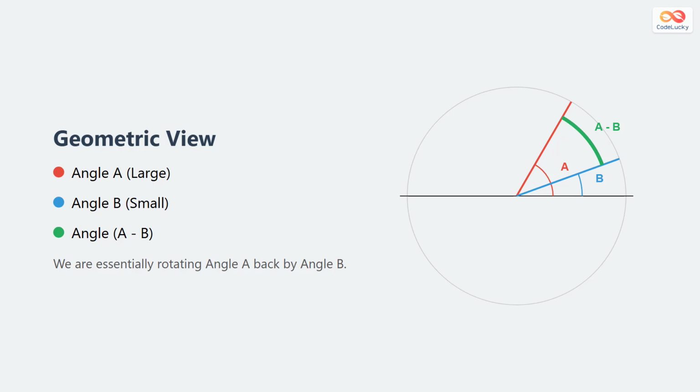Geometrically, you can visualize this on a circle. If we have a large angle A and a smaller angle B, the difference, A minus B, represents the angle between them. The formula we just learned allows us to calculate the sine value, or the height, of this resulting difference angle using the coordinates of the original angles.